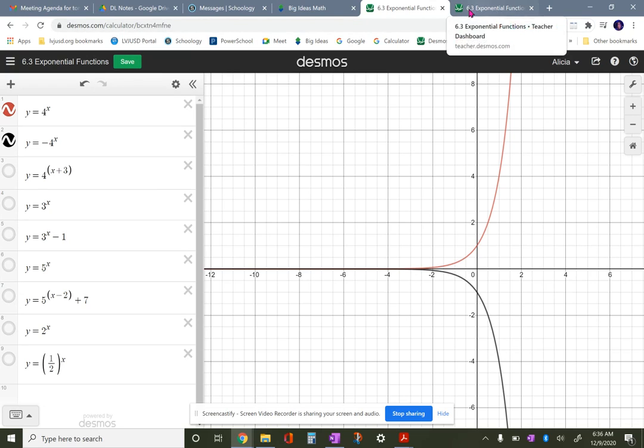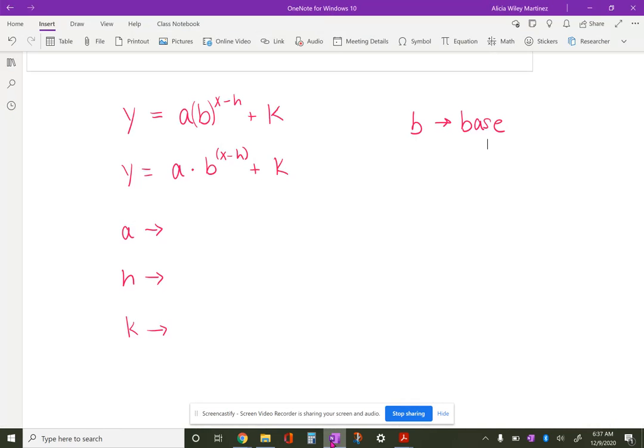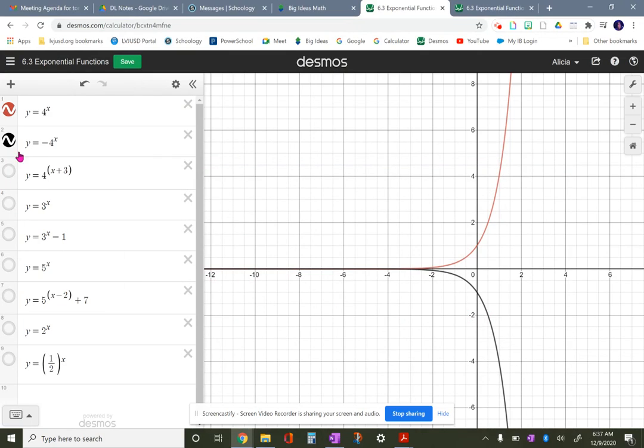So basically, if A is negative, it will flip the graph over the x-axis. So instead of going up and to the right, it's going down as it goes to the right. So that's the difference. This would be if it's a positive A, and this would be if it's a negative A. All right, let's take a look at one of these other functions.